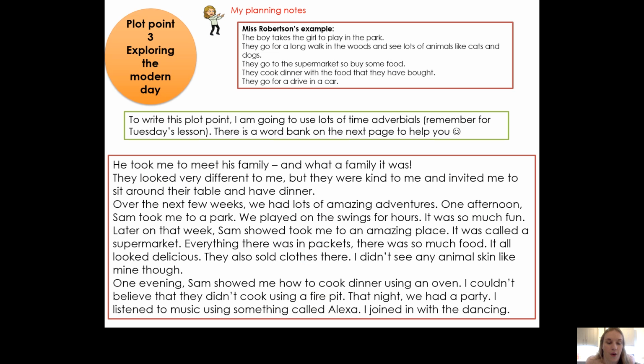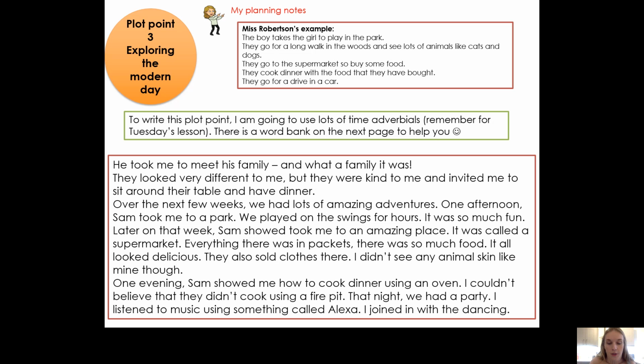So, plot point 3, that's when your characters are exploring the modern day. So have a look back at your plan and have a look at what your characters see in the modern day. So things like supermarkets, maybe parks, maybe they go for a drive in the car or cook dinner together using the oven. Okay, because that would all be new to the Stone Age character, wouldn't it? Now, the key thing I want you to focus on in this plot point is time adverbials. So using those interesting sentence openers to explain the time in the sentence.